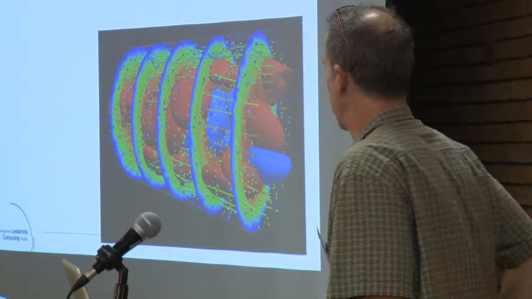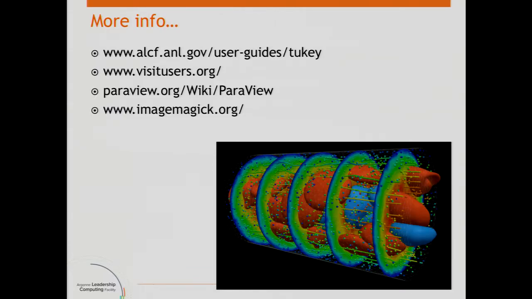So that's most of what I wanted to cover for this little intro. Here are a couple of places you can look for more information. There's our user guide for Tukey, which again is our visualization cluster. There's the VisIt Users Guide, and ParaView has a nice wiki. Cyrus and Dave will talk more about those tools next. And then there's also the link for the ImageMagick tools. So that's all I have for now. Anyone have questions?